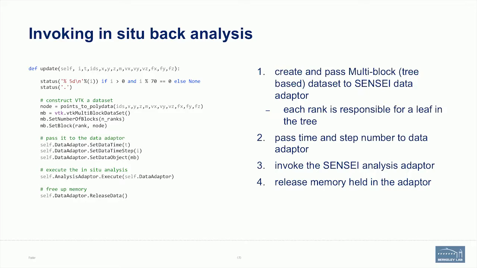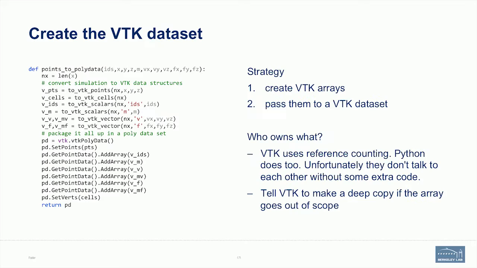Then, of course, my analysis adapter, I'm going to call execute and pass in the data adapter. Whatever that analysis is, whether it's Libsim, Catalyst, whatever, it's going to take the data adapter and use it to get the data and do its thing, finally releasing the data out of the data adapter after everything is done. And so that's my update function in my bridge. Taking a deep dive down to another level, this points-to-poly-data function creates my VTK data set for my multi-block piece on this rank. Again, I've got the simulation state being passed in.